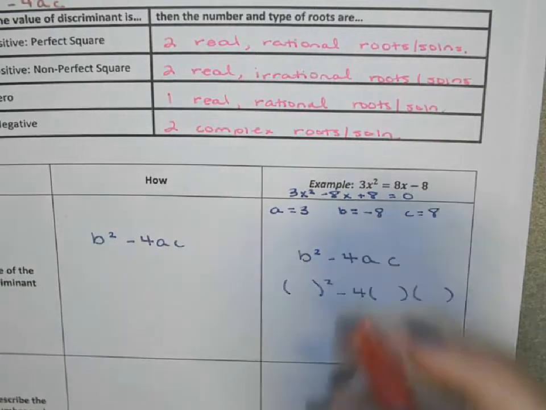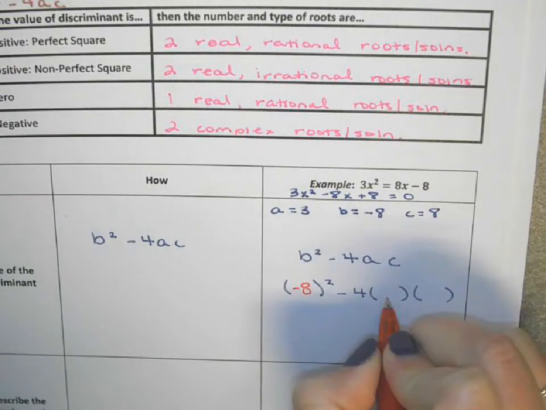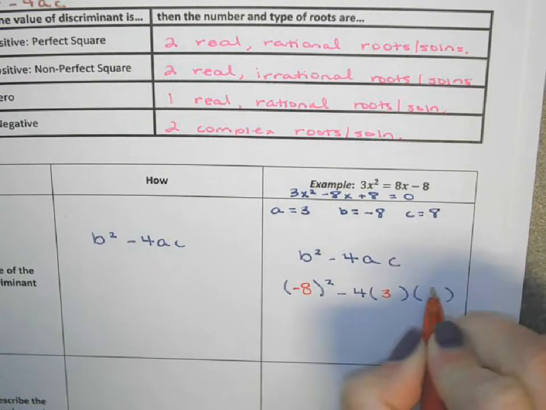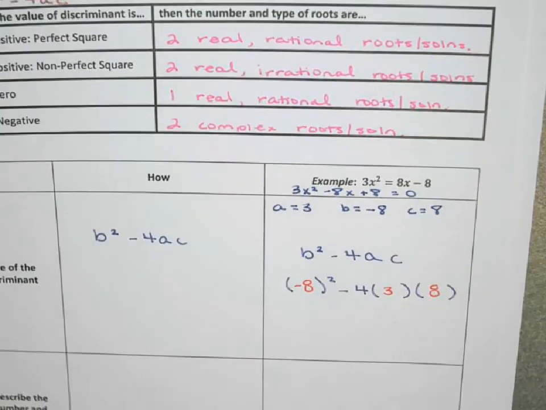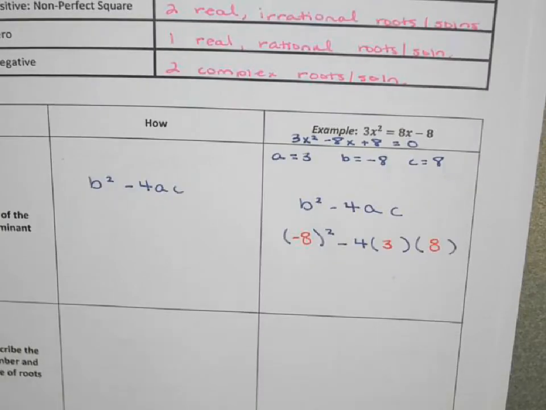Okay, so your b value was negative 8, your a value was 3, and your c value was 8. So I'm just plugging in those values. Give me a 1 through 5, I'm totally with you. Down to a 1, I have no idea what you're doing or where these letters or numbers are coming from. Okay, cool.